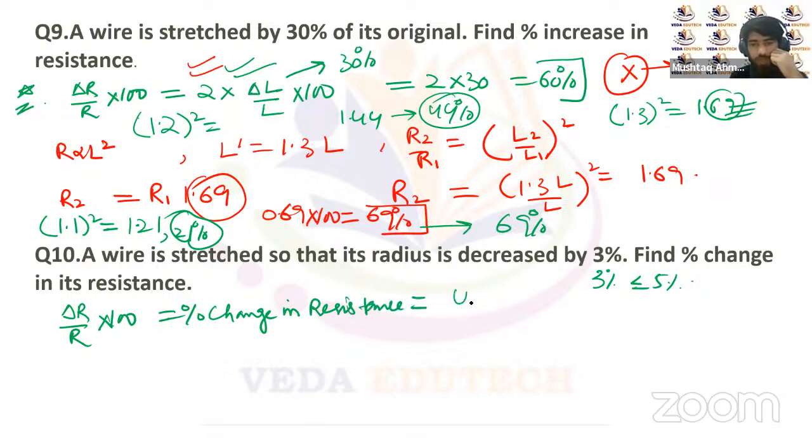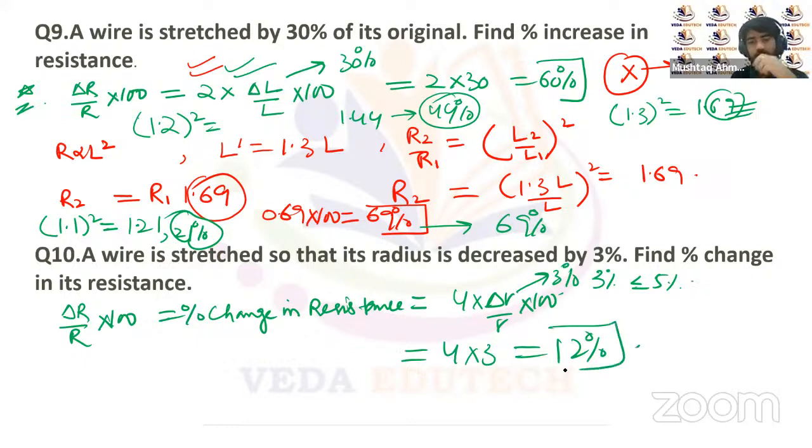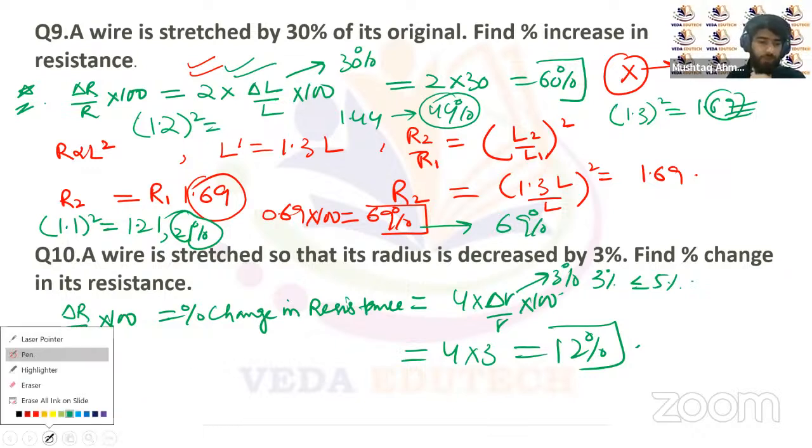So what we'll be doing is 4 times delta R upon R multiplied by 100. Now the percentage change in the radius is 3%, so 4 multiplied by 3 gives 12%. That's the answer. So 12% will be the percentage change in resistance.